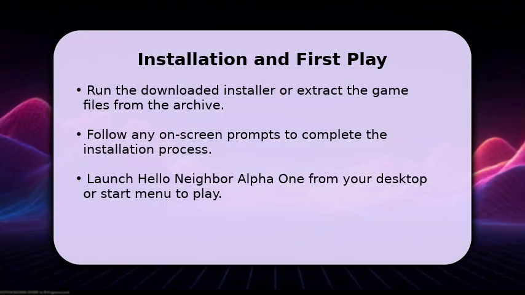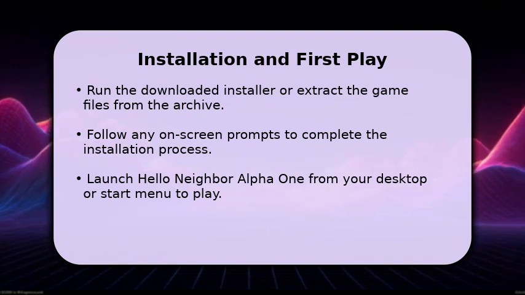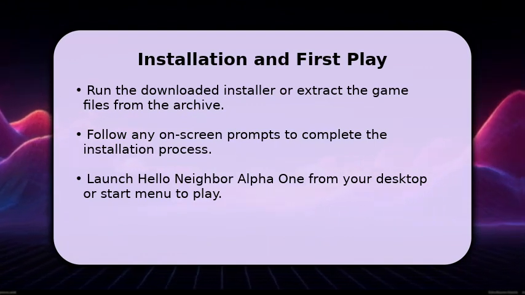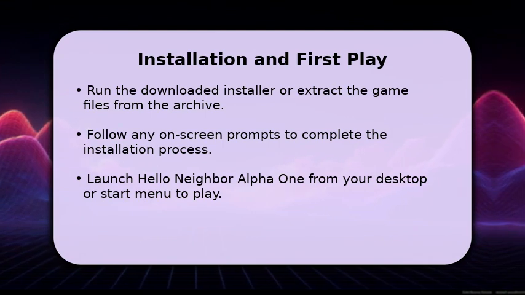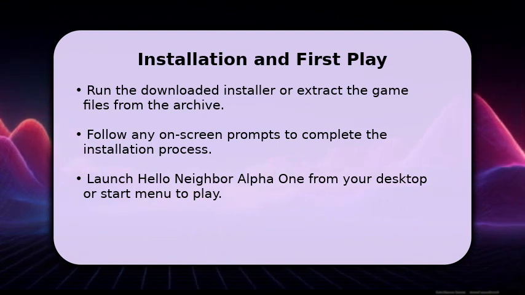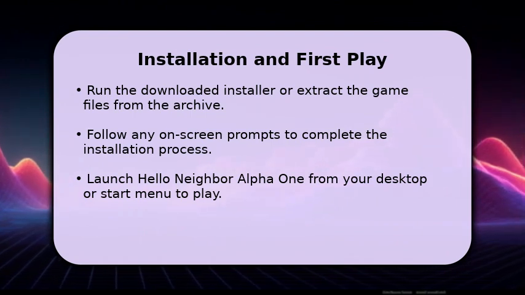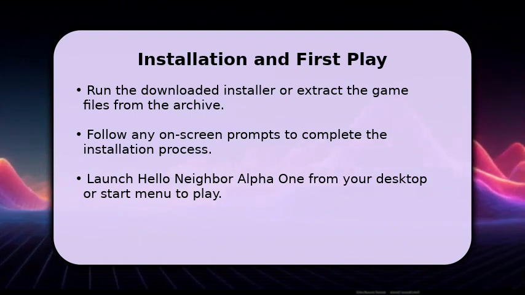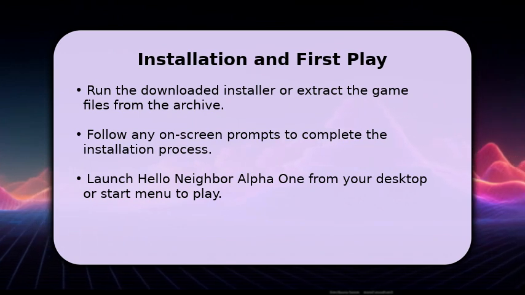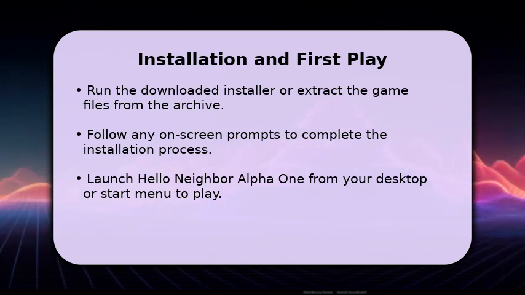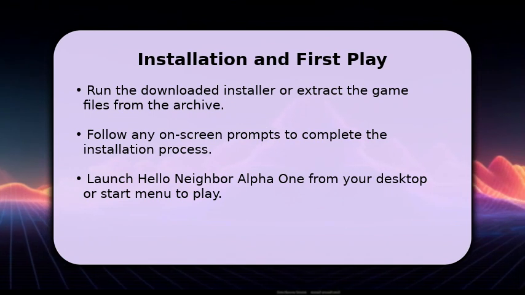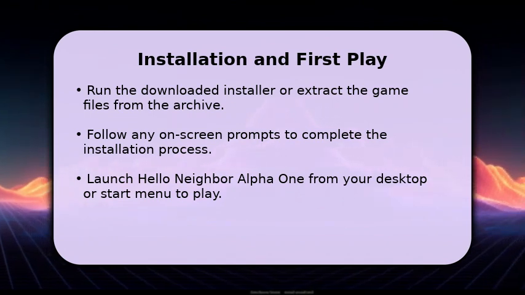Once you have downloaded the game, either run the installer directly or extract the files if you chose an archive. Follow the simple on-screen instructions to complete the installation, which typically requires about 2 GB of available storage space. After installation, you can launch Hello Neighbor Alpha 1 from your desktop shortcut or the Start menu. Get ready to sneak into your neighbor's house and uncover its secrets.